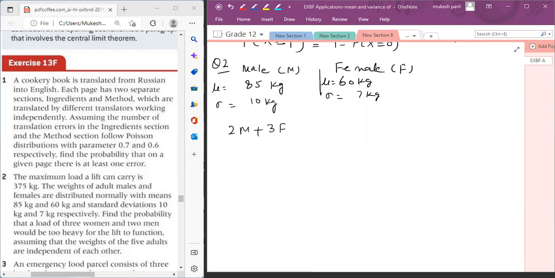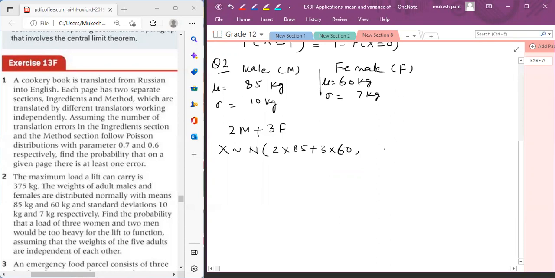So suppose X is the combined random variable. It will be a normal distribution as per the condition given in the question. So for 2 males and 3 females, the new mean will be 2 times 85 plus 3 times 60. Why? Because 1 male weighs 85, so 2 males means 2 times 85. One female weighs 60 kg, so 3 females means 3 times 60.